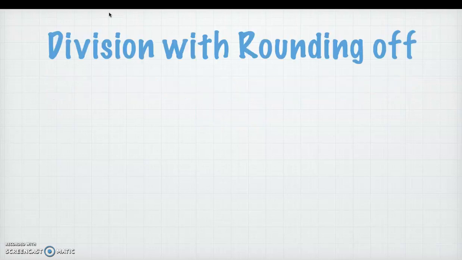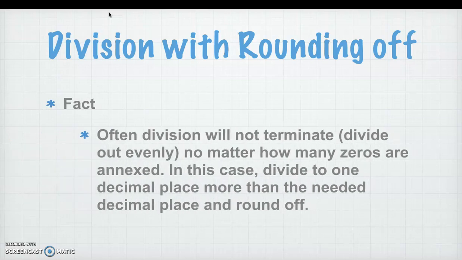rounding off. So first off, let's read the fact as we are dividing with rounding off. The fact says, often division will not terminate, divide out evenly, no matter how many zeros are annexed. In this case, divide to one decimal place more than the needed decimal place and round off. Let's read that last sentence one more time. In this case, divide to one decimal place more than the needed decimal place and round off.